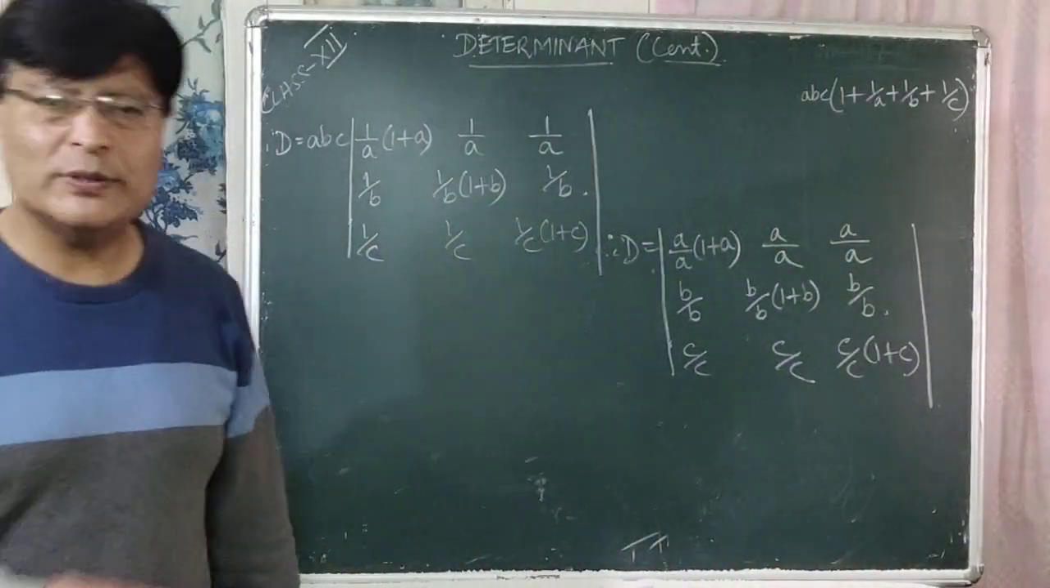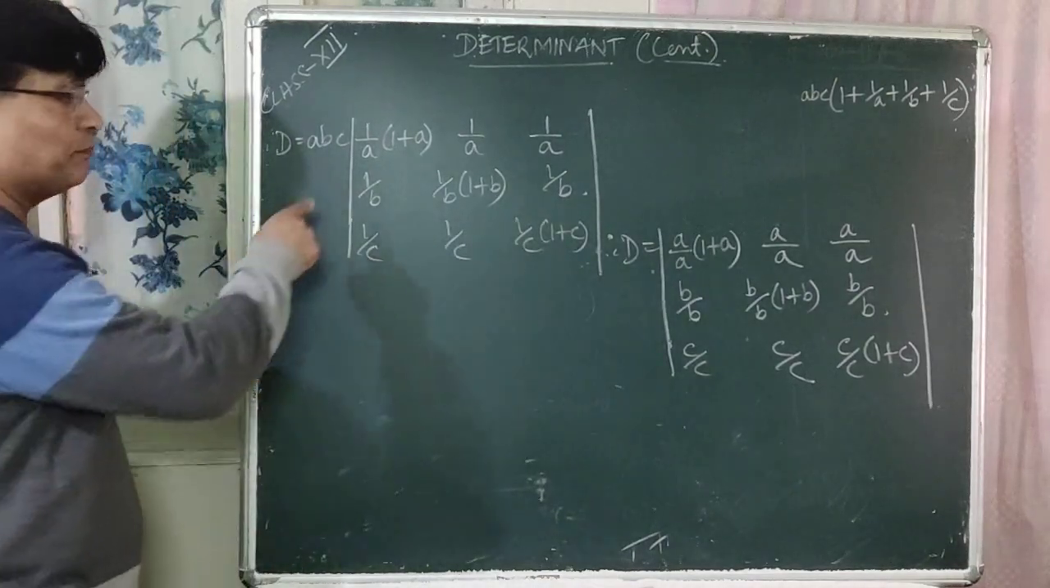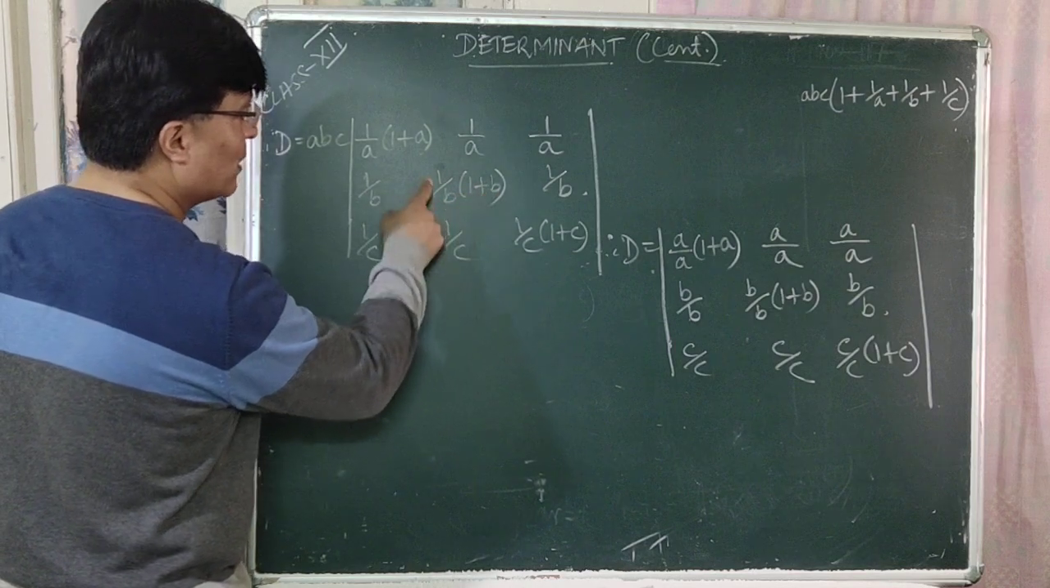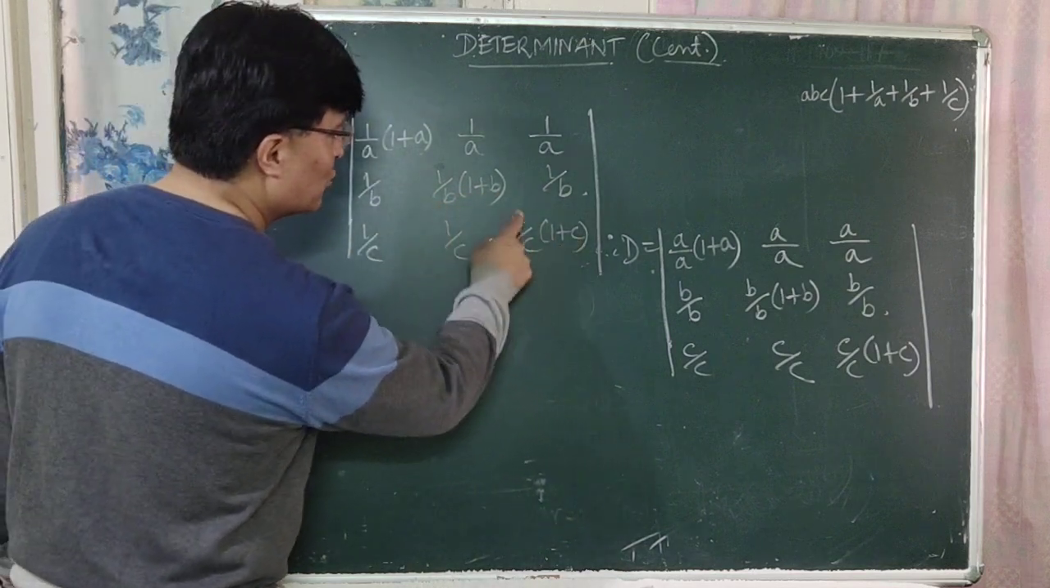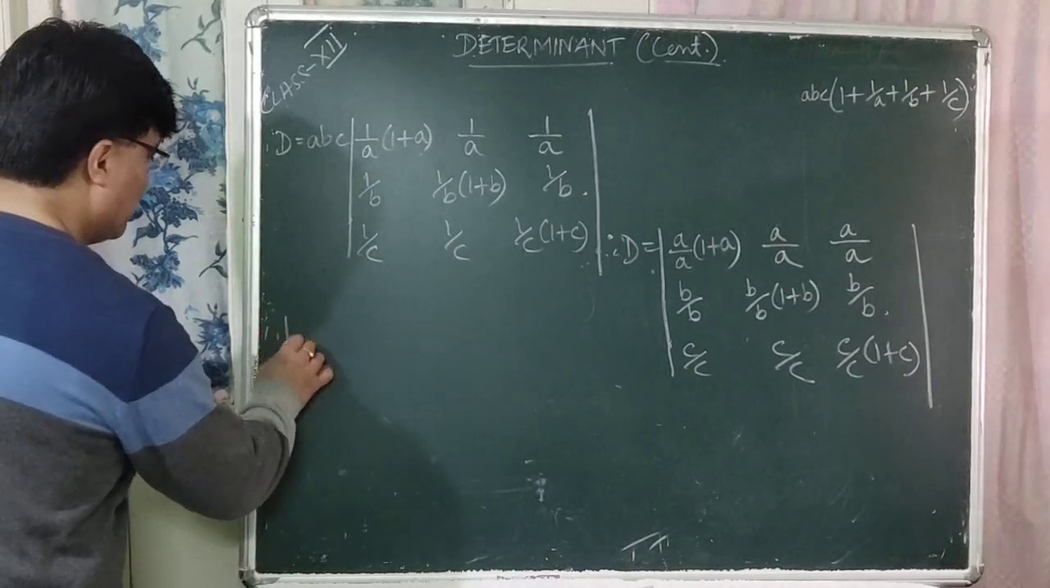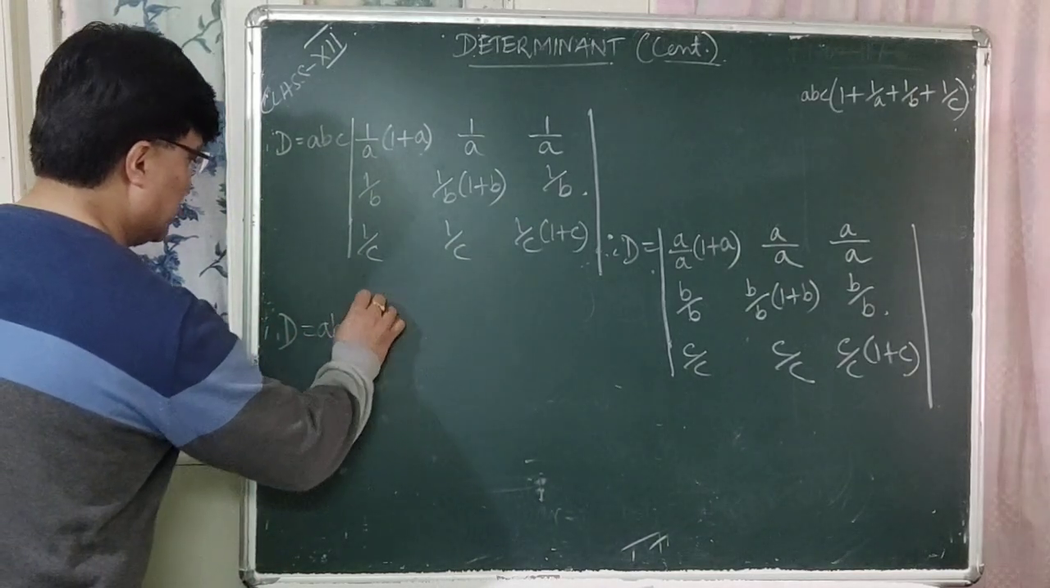So now what will you do in the next step? Now you can multiply them. 1 upon A should be multiplied by 1 plus A. 1 plus B should be multiplied by 1 by B. 1 plus C should be multiplied by 1 by C. Let's multiply. So therefore D is equal to ABC.